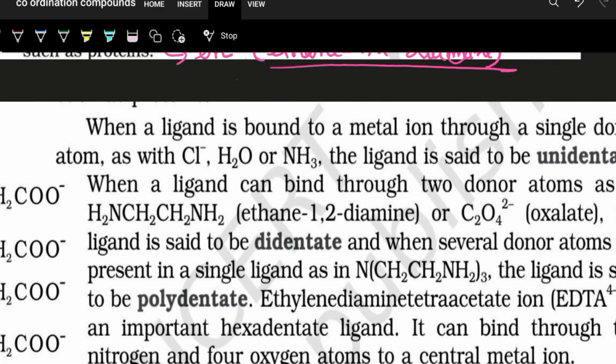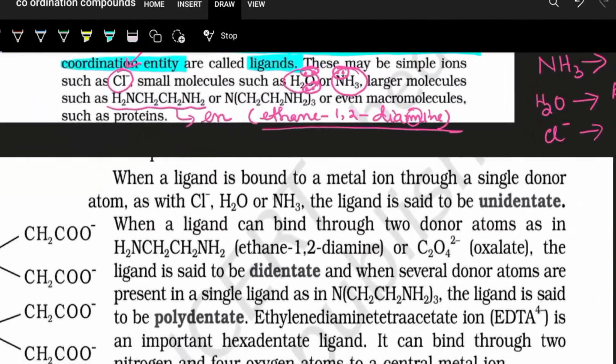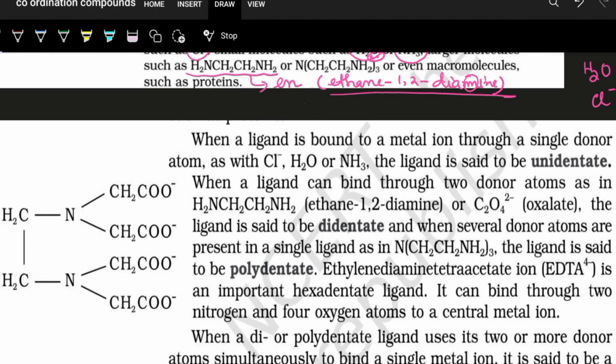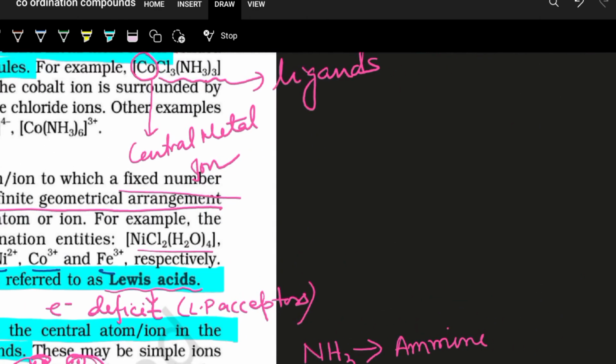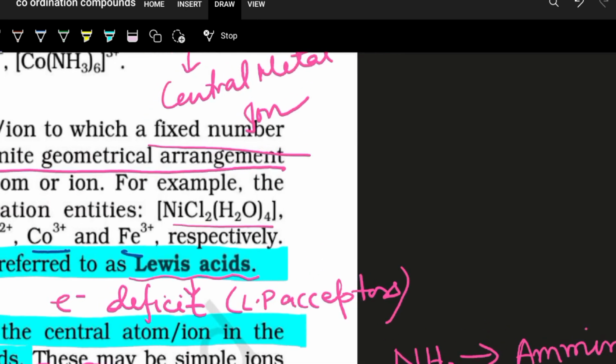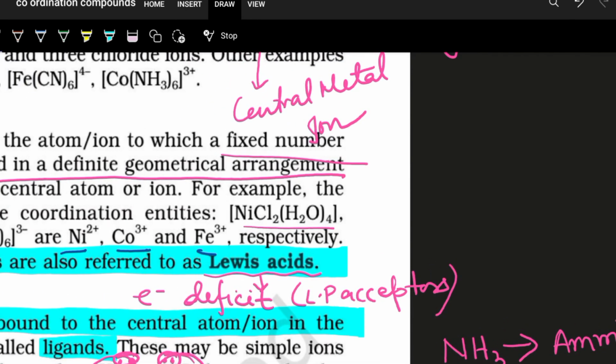Now, there are other ligands as well, like we need to know what is the denticity of a ligand. This part will be talking about the denticity of a ligand. Before we go to this part, I have actually mentioned the oxidation state of the metal. So that we need to just see once.